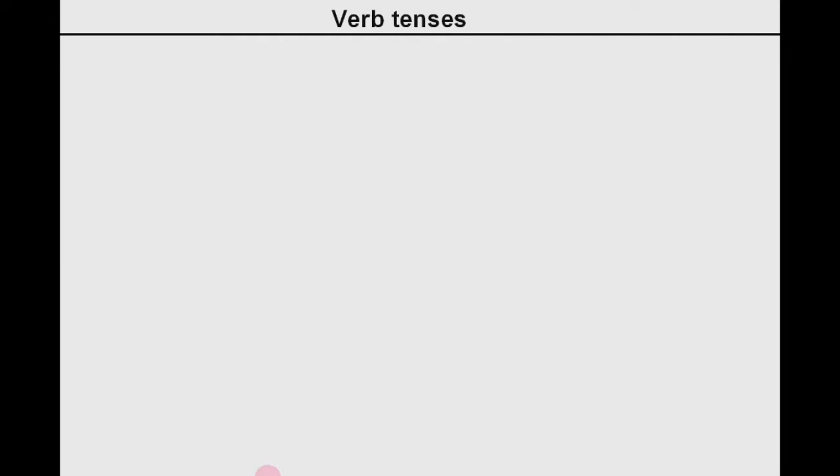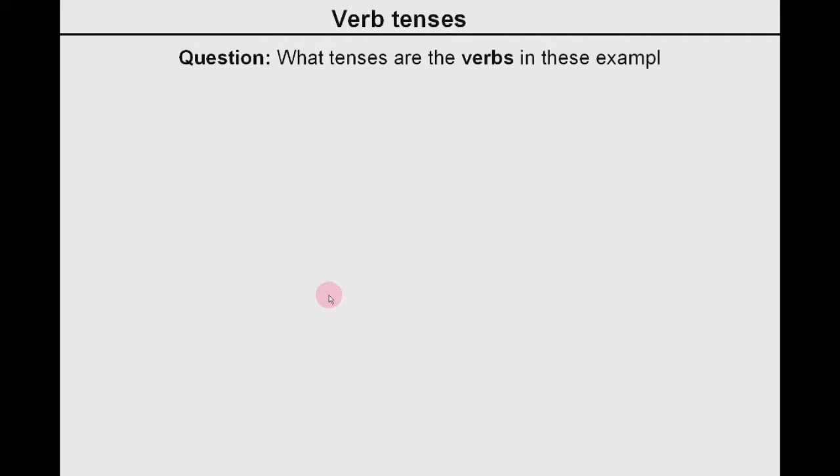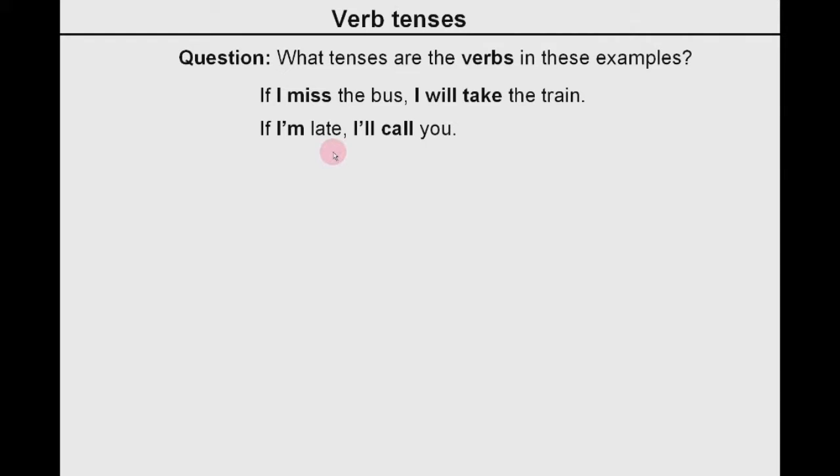Verb tenses. This is very important. We have two or three choices of the verb tense that we can use. But here is the most common verb tense. So I've got a question for you. What tenses are the verbs in the two examples? If I miss the bus, I will take the train. So I'm asking you, what is this tense and what is this tense? If I'm late, I'll call you. So what is this tense?